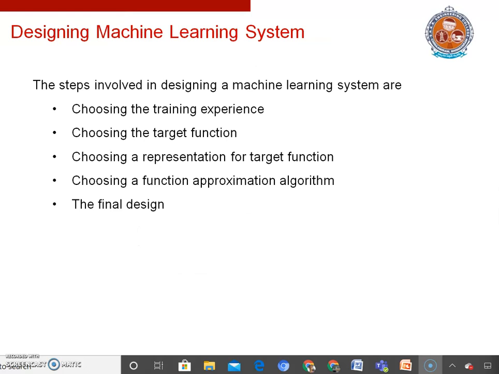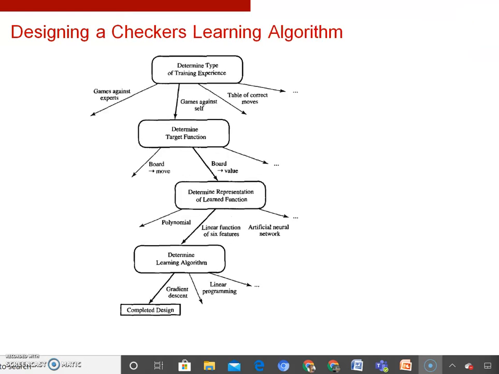The third step is choosing a representation for the target function. The learned function could be represented in the form of rules, or a mathematical function, or in the form of an artificial neural network.